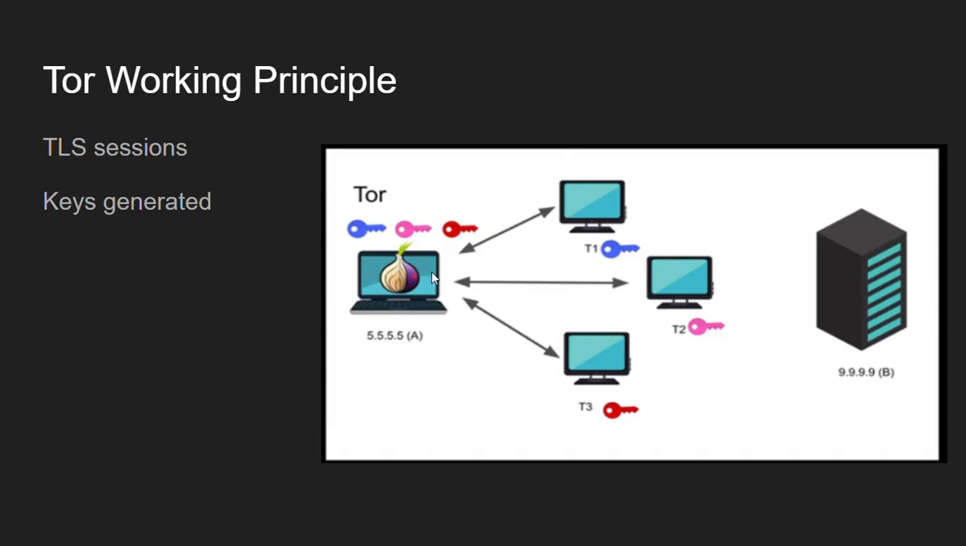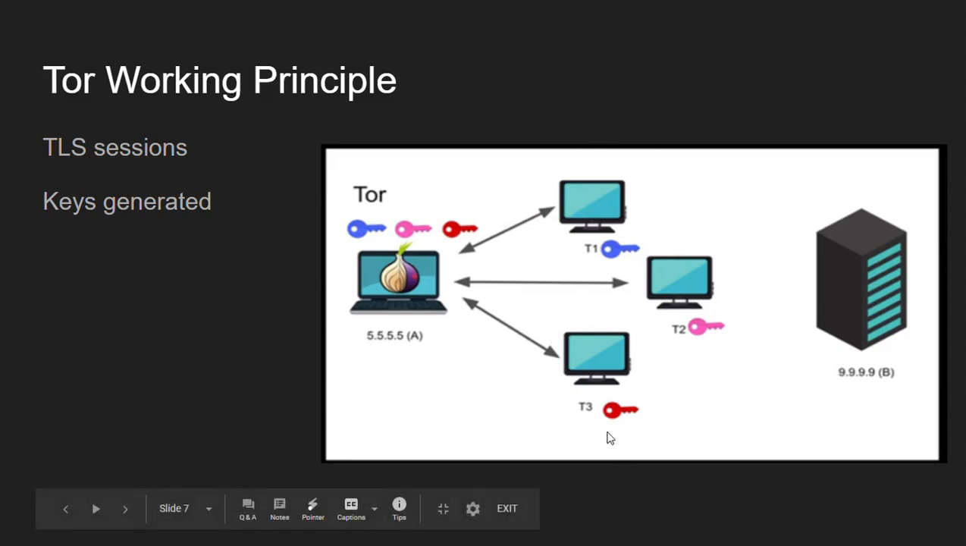Now you can see that as a result of the TLS session between T1 and client A, the blue key has been generated. This key is known only to T1 and the client A. After the TLS session with T2, the pink key is generated and it is only known to T2 and the client, and so is the case with T3. The client will know about all the keys, whereas the nodes will know only about the key that was generated during their TLS session. The data is encrypted in n layers, where n is the number of relay nodes, which here is 3.